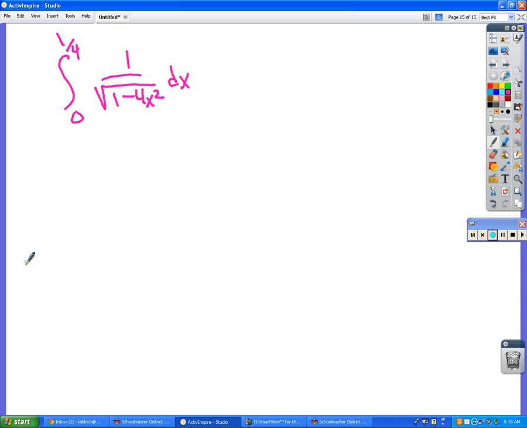Okay, let's do the integral from 0 to 1/4 of 1 over the square root of 1 minus 4x squared. What does that look like to you? The inverse sine thing, right? But we've got a 4x squared in there instead of an x squared. So we're going to make a u substitution.